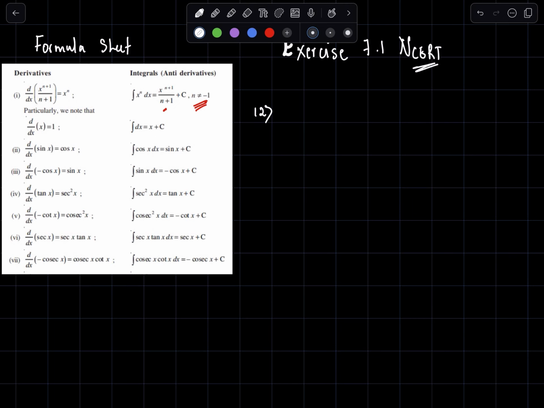So let's look at the 12th question. The integral of x cubed plus 3x plus 4 divided by root x dx. Okay. This is quite an interesting example also. I think the only tricky part is the root x, because you can divide each element. Now all you have to do is root x can be substituted as x raised to the power half.